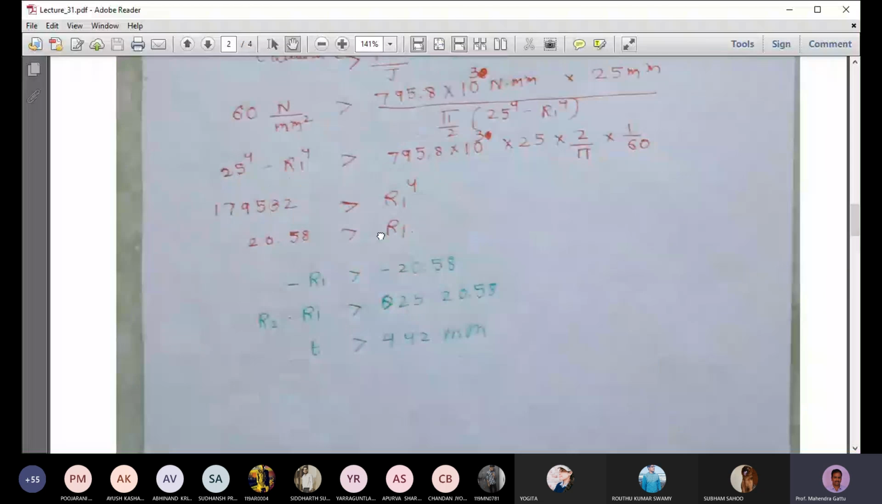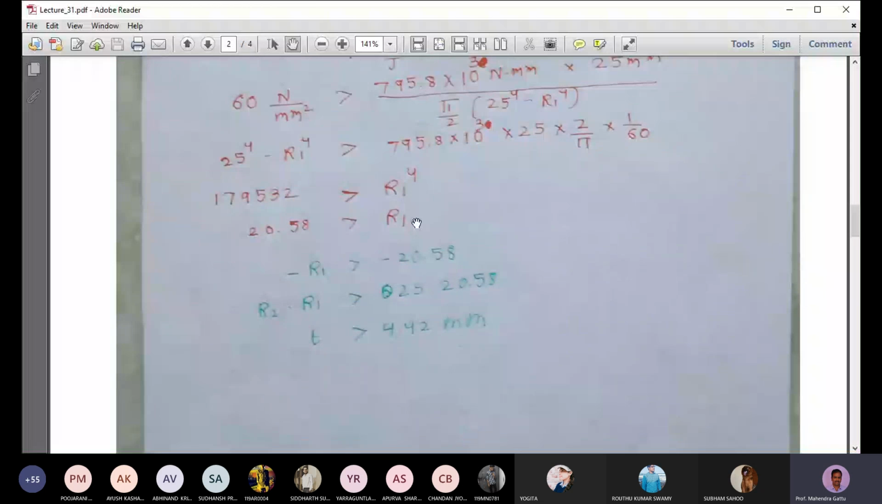So what we do, we send that R1 to the left hand side and 20.58 to the right hand side. So minus R1 should be greater than minus 20.58. R2 minus R1 should be greater than, R2 is already known, so 25 minus 20.58. So R2 minus R1 is T. So the tube thickness should be greater than 4.42 millimeter. So if the tube thickness is greater than that, then the shear stress will be less than the allowable shear stress. Okay, so the maximum shear stress will be less than that value.